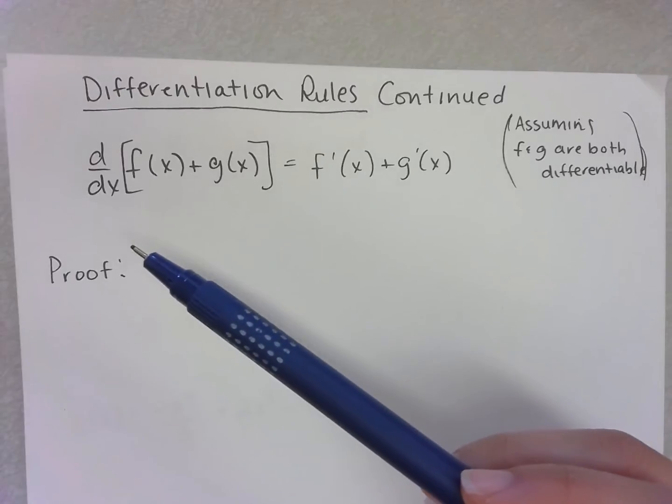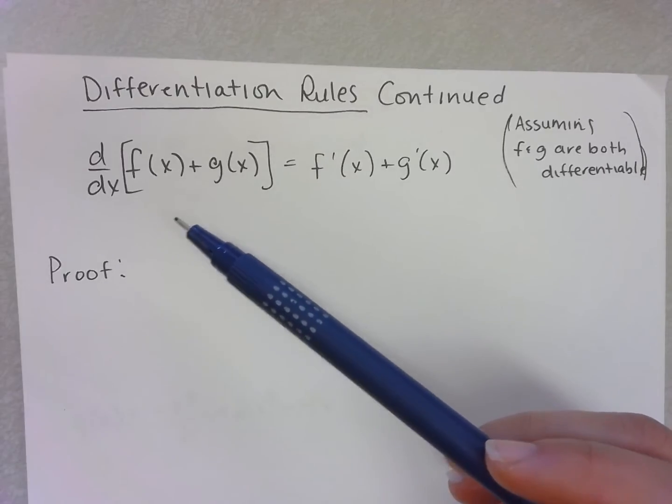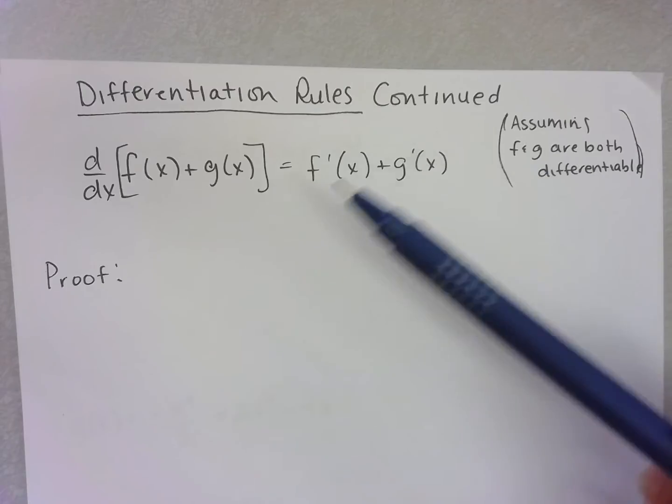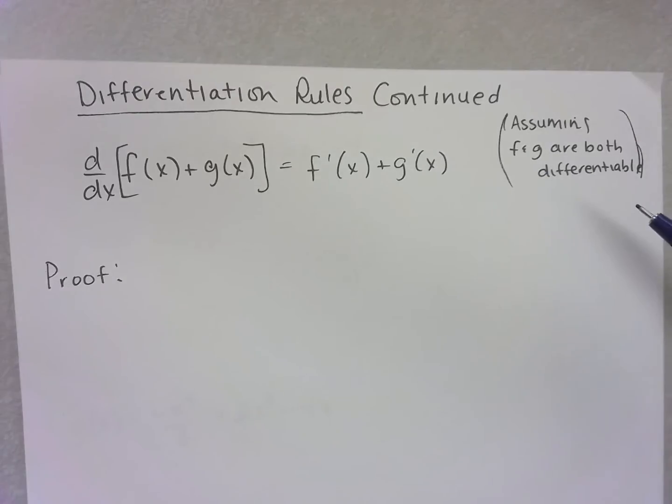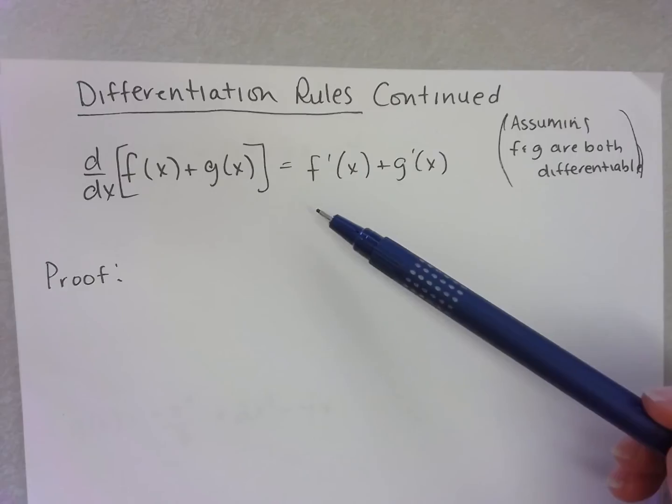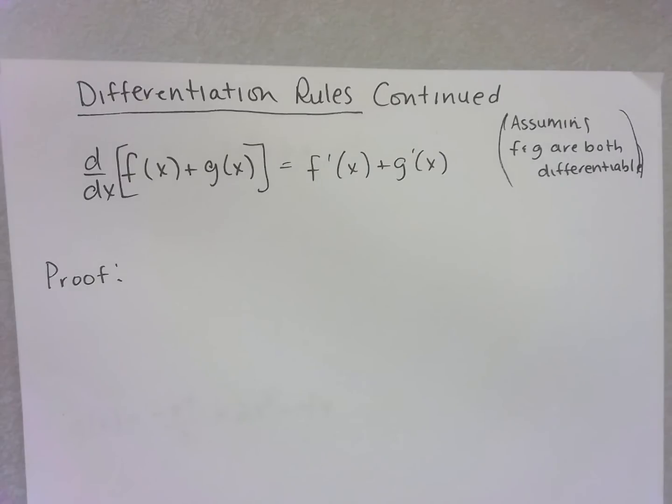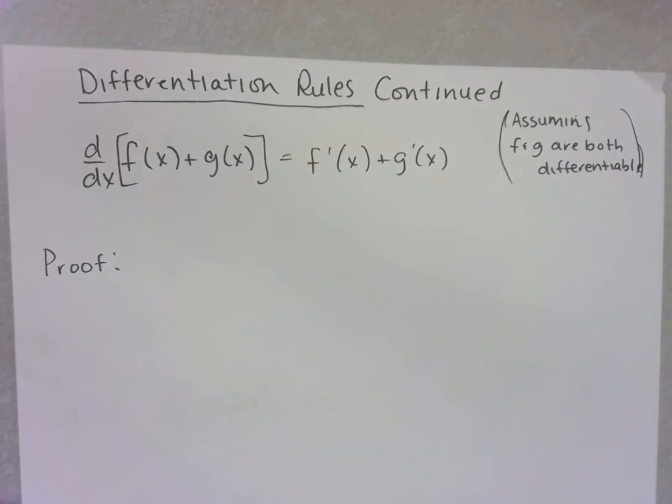Basically the rule is that if I have f of x plus g of x, and I'm assuming here that f and g are both differentiable, my little side note over here, its derivative is equal to f prime of x plus g prime of x. So I'm going to run through just a really quick proof of this.